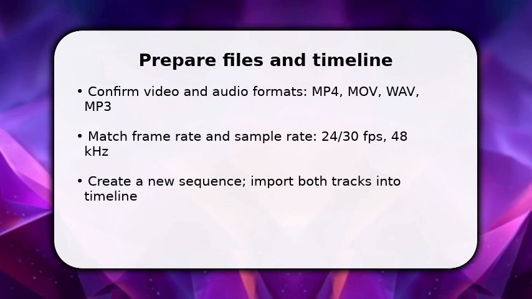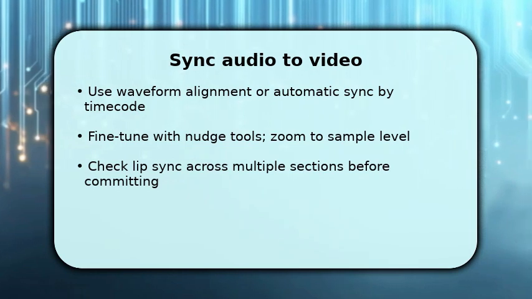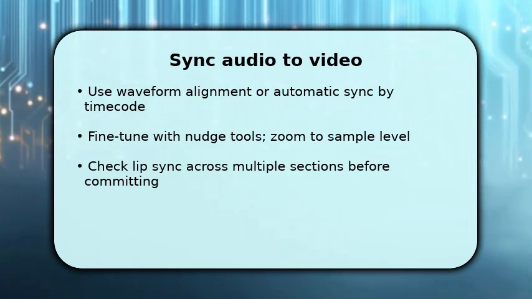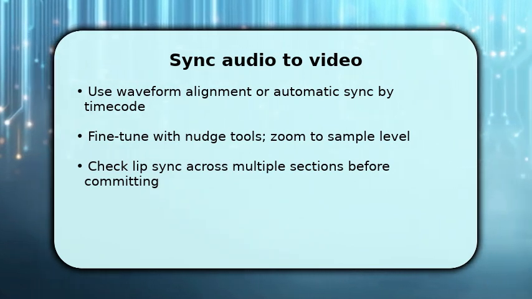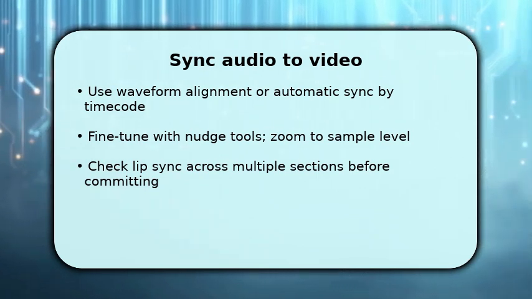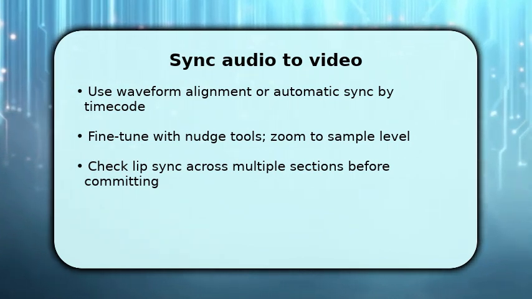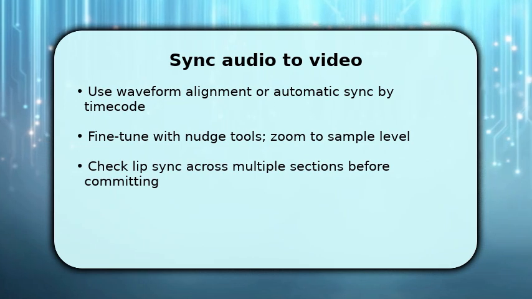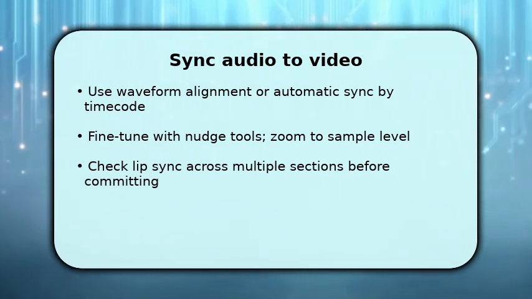Now you synchronize precisely. Use automatic sync if both clips share timecode, or align waveforms manually by matching spikes from the clap or loud consonants. Once roughly aligned, zoom in and nudge audio by single samples or frames for tight lip sync. If the scene has multiple cuts, sync each take rather than relying on one alignment. After adjusting, play through several seconds before and after cuts to ensure continuity.